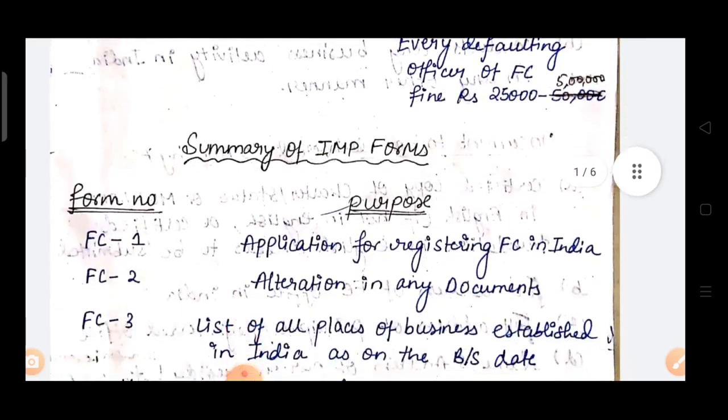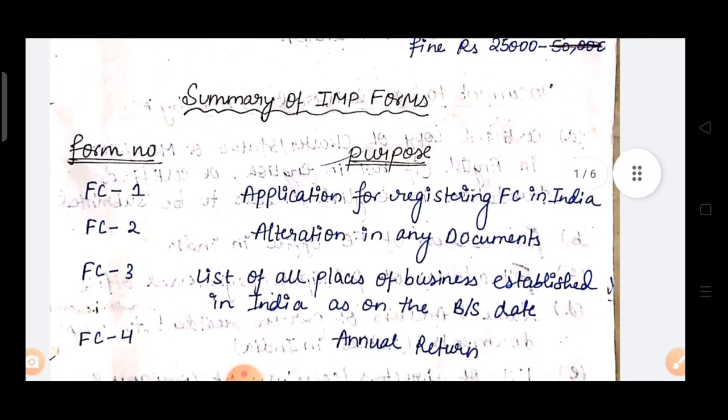Now a summary of important forms. Four forms are there in this chapter: FC1, FC2, FC3 and FC4. FC1 is the application for registering a foreign company in India, which the foreign company has to make to the ROC. FC2 is for alteration in documents: the foreign company has to submit certain documents to the ROC, and if there is any alteration in those documents, it is done with form FC2.